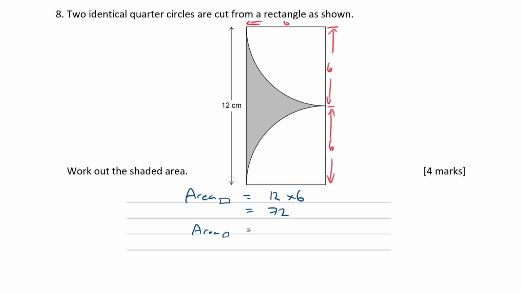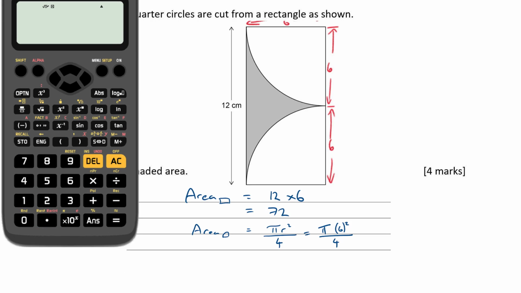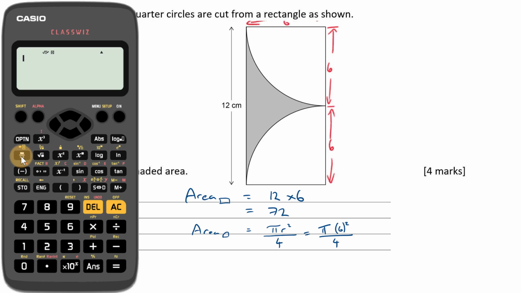Okay, and then I've got my area of a quarter circle. Well, the area of a circle is pi r squared, isn't it? But I've only got a quarter circle, so it's a quarter of that. We know the radius is 6, so it's pi times 6 squared over 4. I'm going to type in pi times 6 squared. Just take care when you're dividing by 4. You don't want to divide 6 squared by 4, you want to divide the whole thing. So if you subtotal 36 pi and then divide by 4, we'll get a quarter of that, which is 9 pi.